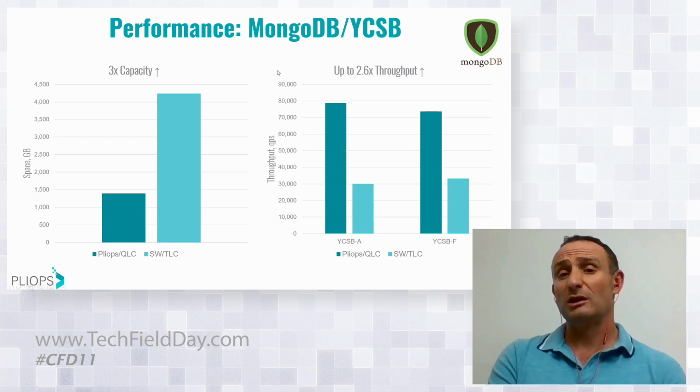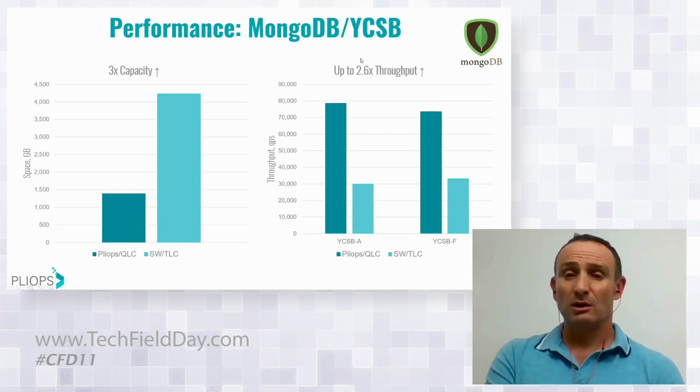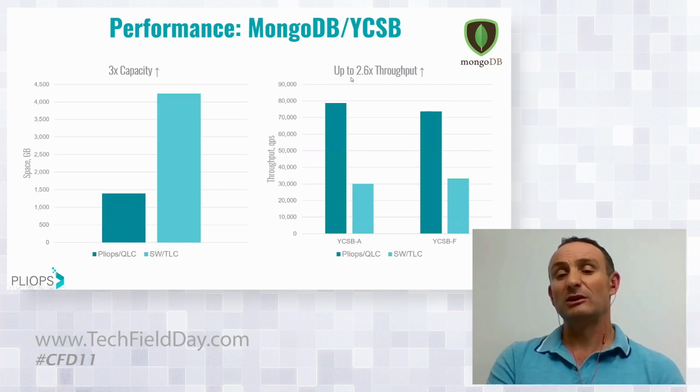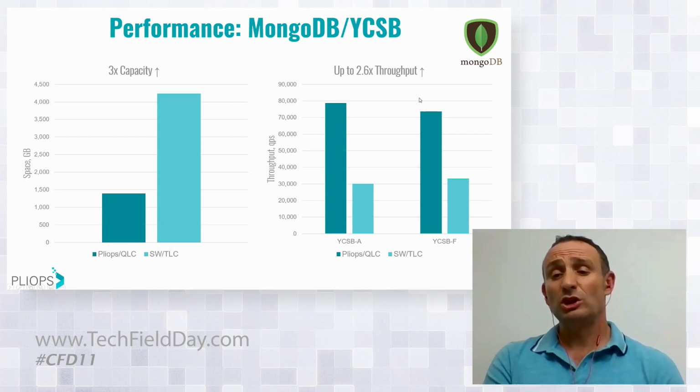MongoDB is of course a very popular NoSQL document database, and YCSB is a popular benchmark for NoSQL database systems. So in this setting, we took two drives. One is a QLC drive running under Pliops, and in the other configuration, it's a fast, expensive TLC drive running under the normal software stack. Other than that, no changes have been made.